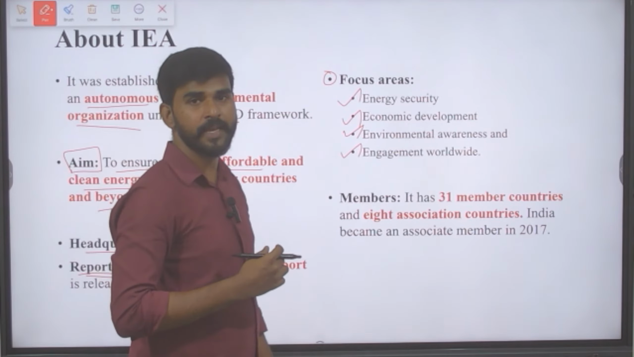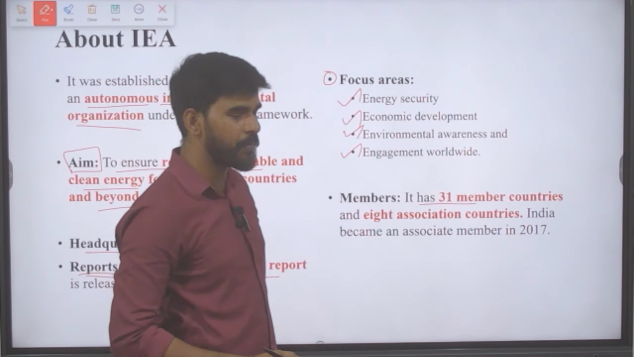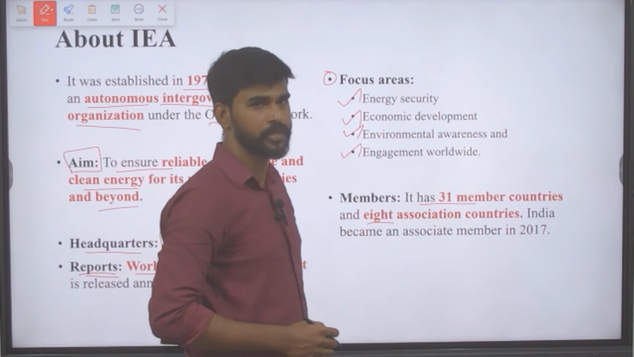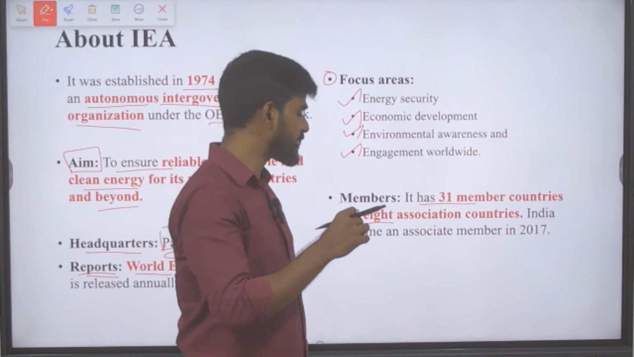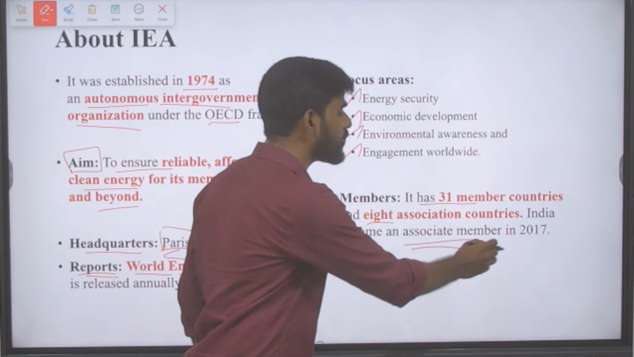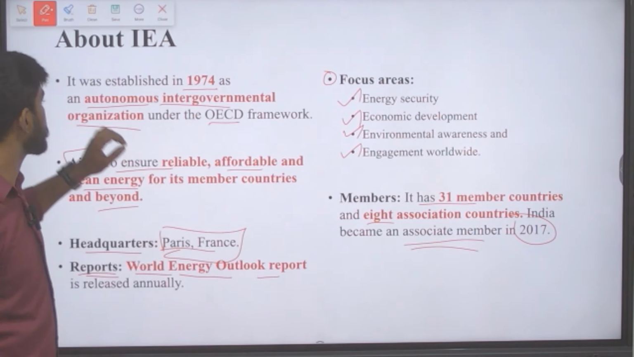And how many members are there under this agency? Now, at present, it has 31 member countries and 8 associate countries. And is India a member of this association? Yes, India is an associate member since 2017. Okay, all these details are important.